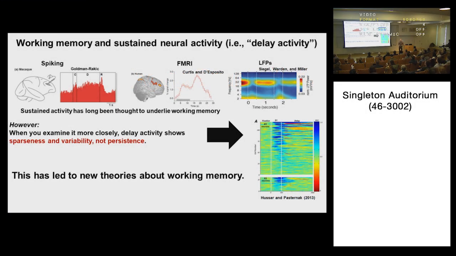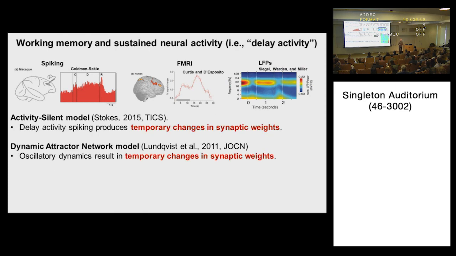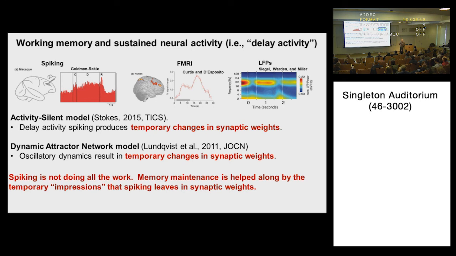A couple of new theories about working memory. Two of the major ones are the activity silent model of Mark Stokes, and the model I'll be telling you about today, the dynamic attractor model of Michael Lundqvist. Both these models say essentially the same thing: that spiking is actually very sparse during working memories, and in between the spiking there are changes in synaptic weights, so that the spiking leaves an impression in the network that helps carry the memories between these sparse episodes of spiking.